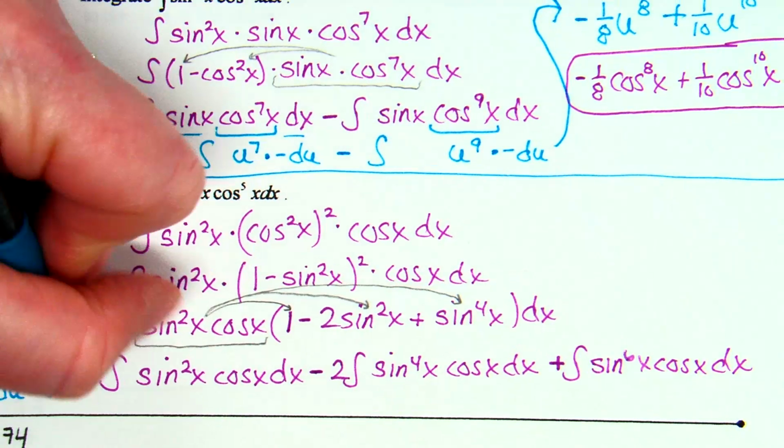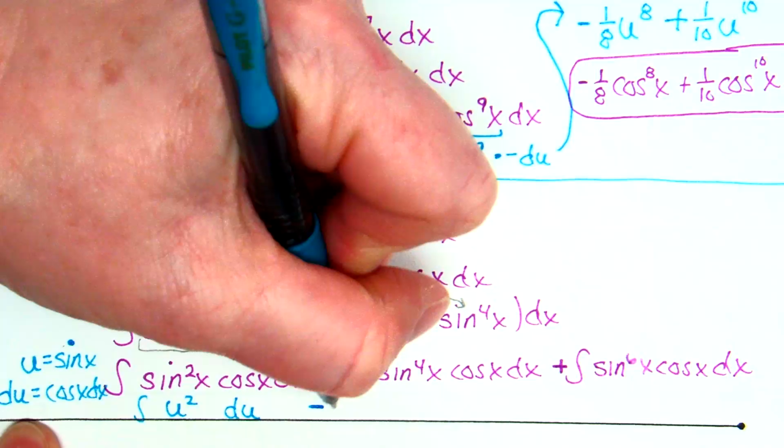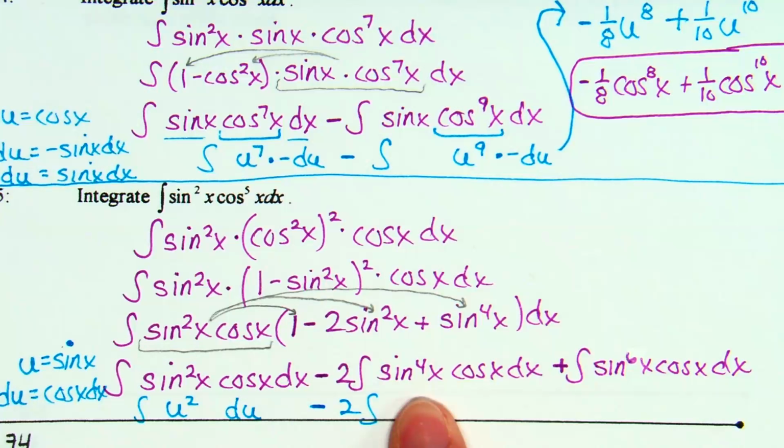So think about what I'm integrating on all of these. This first one is the integral of sine squared, so this is going to be the integral of u squared. What's cosine x dx replaced with? du. Minus 2 times the integral on the next one. The integral of sine to the 4th, you can rewrite as u to the 4th. Cosine x dx is the same as du. Plus sine to the 6th, I can rewrite as u to the 6th. Cosine x dx is du.